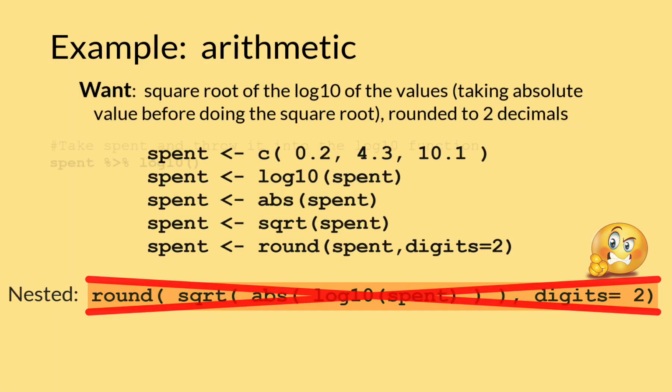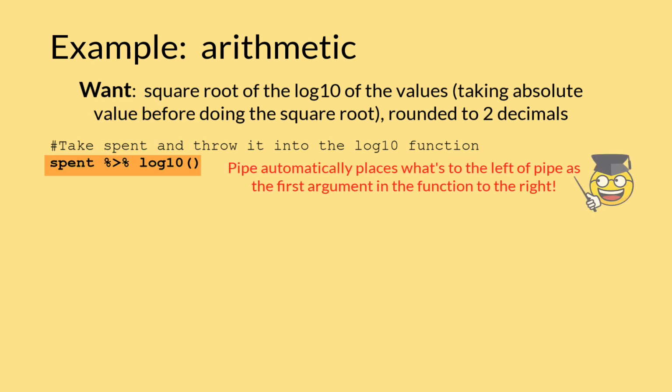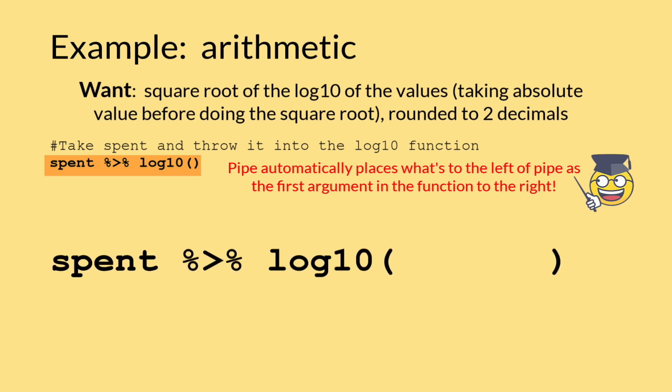So instead, what we can do is apply piping. We can start with spent and pipe it into the log10 function. Spent pipe log10, and we don't need any arguments in the log10 function since the pipe automatically places what's to the left of it, the object spent in this case, as the first argument. So spent pipe log10 is really the same thing as just log10 parenthesis spent.